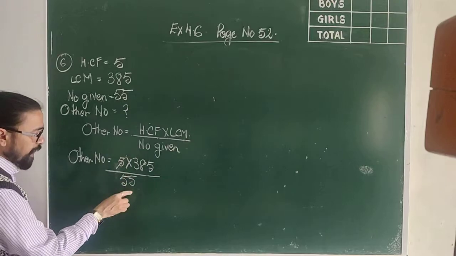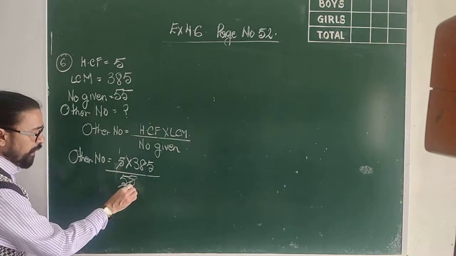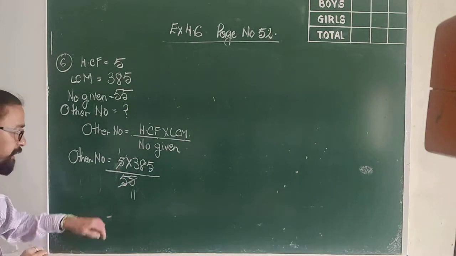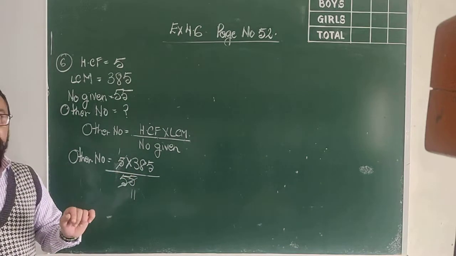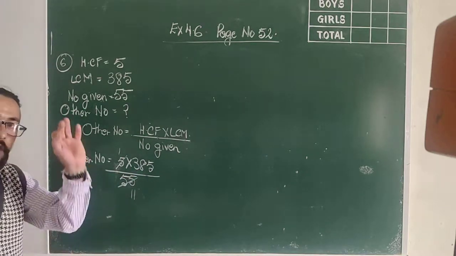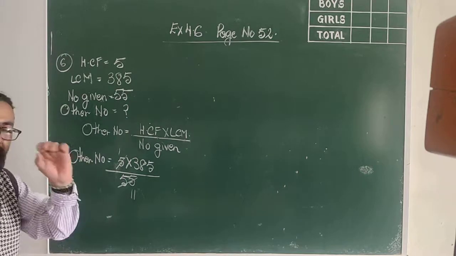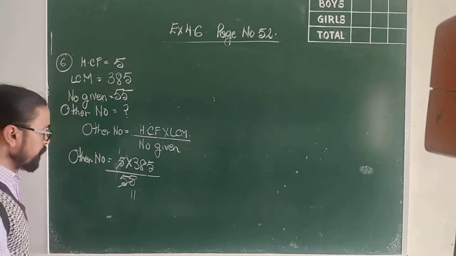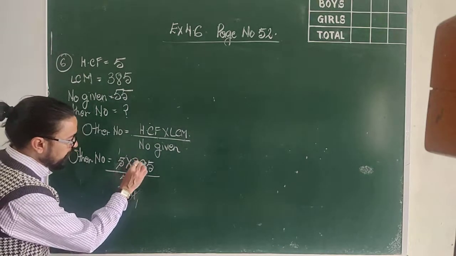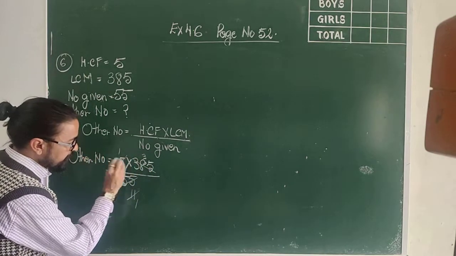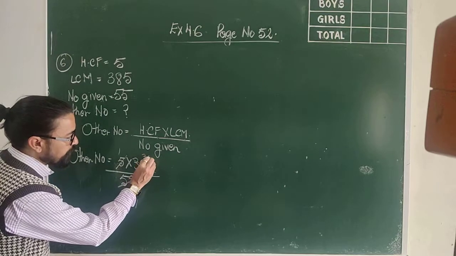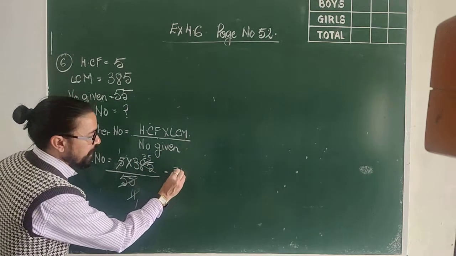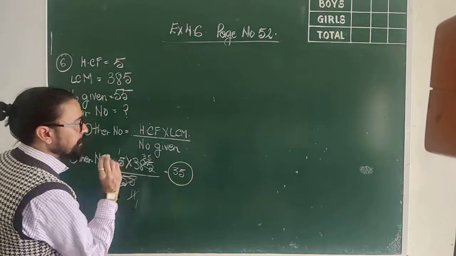So 5 cancels 55, 5 ones are 5, 5 11s are 55. And this 11 will cancel this number for sure, 100%, because you have to get a perfect answer. The other number has to be a perfect number. It can't be a decimal or a fraction. So 11 ones are 11, 11 threes are 33, carry 5, 11 fives are 55. And here you see you get your perfect answer, that is number 35.